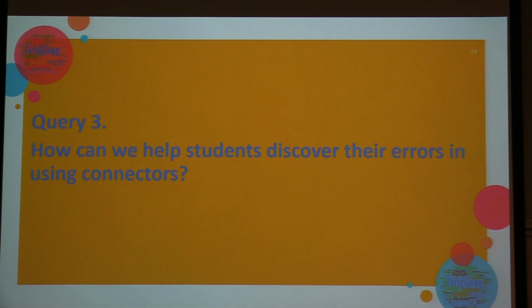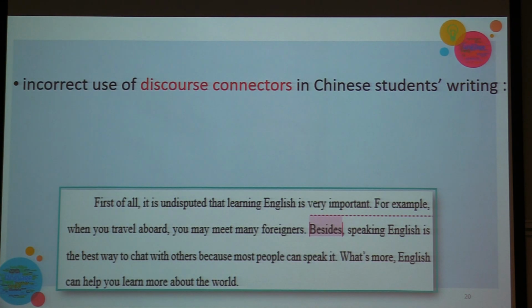Connectors actually are very difficult to use for Chinese learners. Okay? Maybe not only for Chinese learners. Maybe it's difficult for all English learners. So what's wrong in the use of "besides" here in this paragraph? Now remember, this is a topic sentence, right? First of all, blah blah blah. Okay. Well, this is a topic sentence, right? And then the second sentence should be.